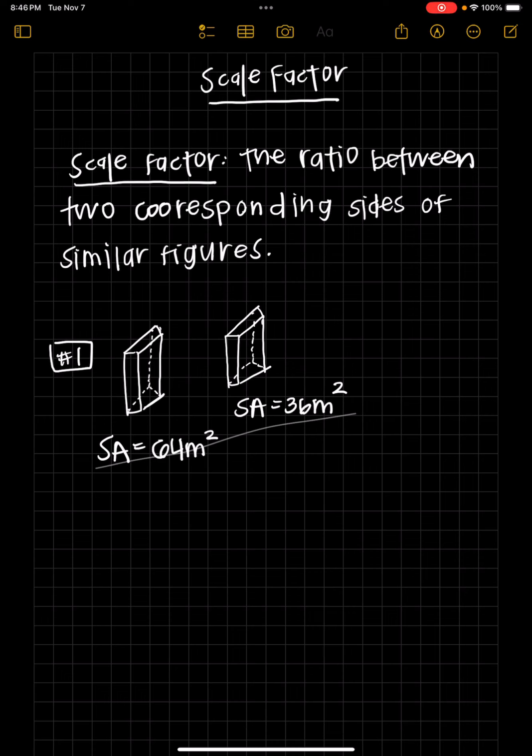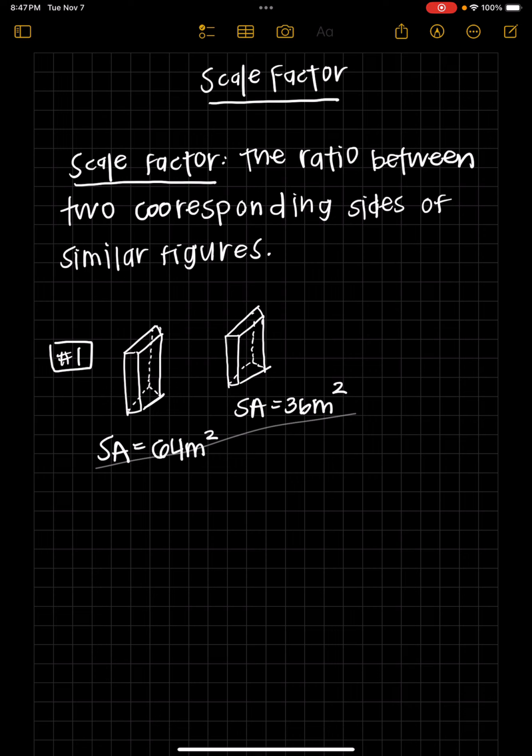Hi everyone, so now we've learned about how to find the volumes and surface areas of several different shapes. We're going to talk about scale factor. And scale factor, the formal definition is the ratio between two corresponding sides of similar figures. Basically, if I had a small version of something and I wanted to blow it up bigger, I can do that by multiplying it by a scale factor.